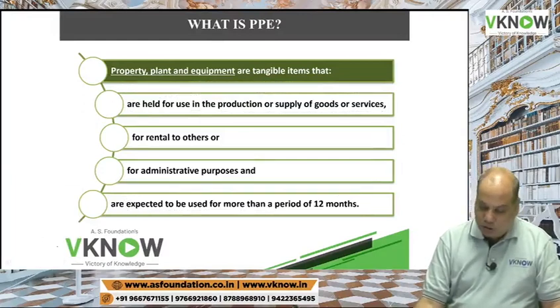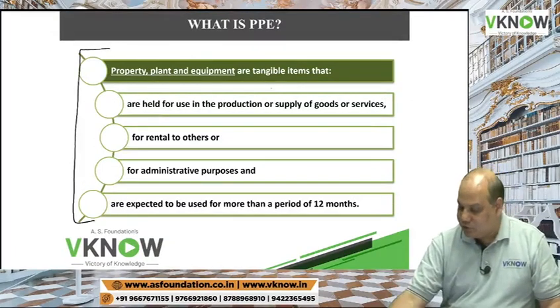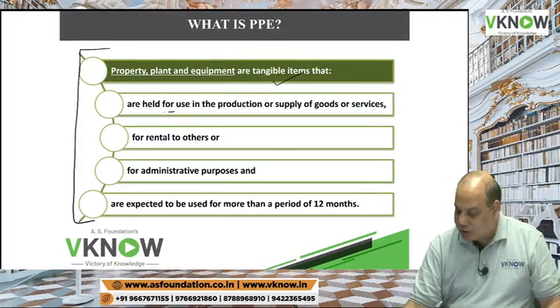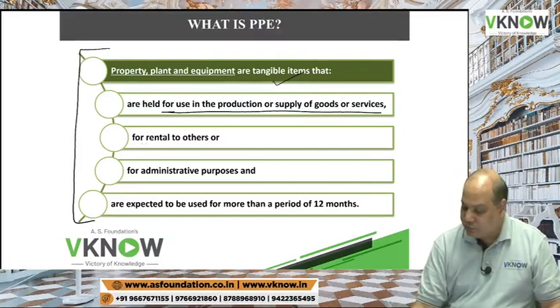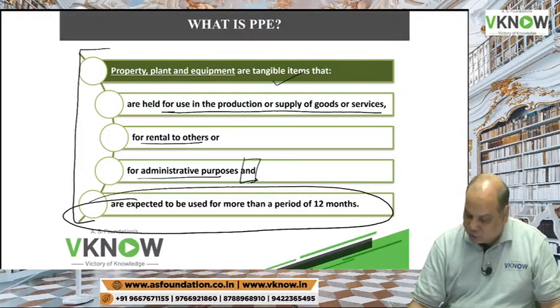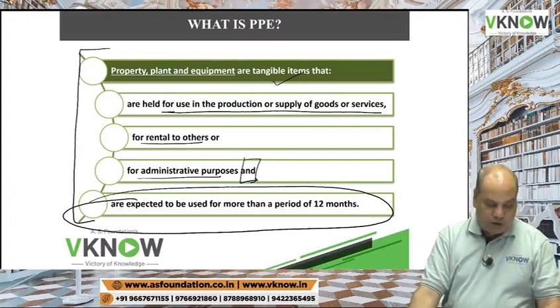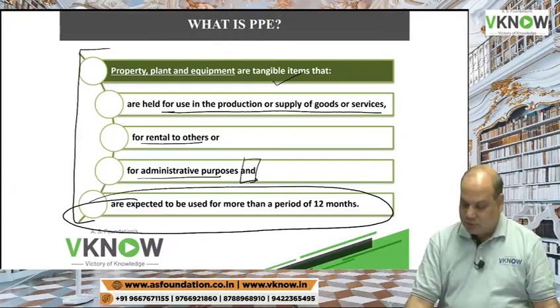So can you revise it? PPE are tangible items either used in production or supply of goods or services, for rentals, or administration purposes, and are expected to be used for more than 12 months.